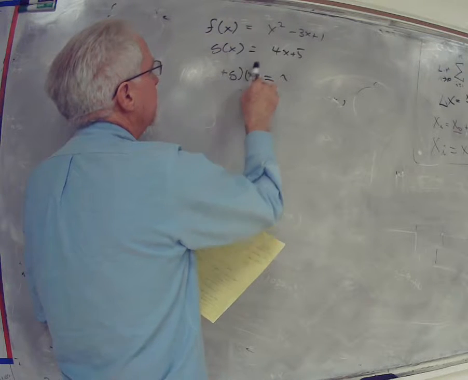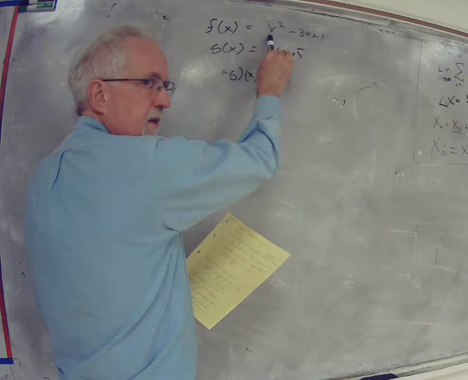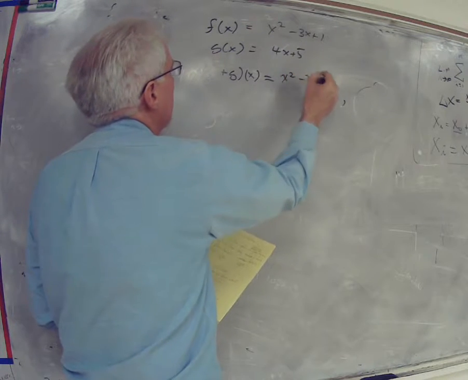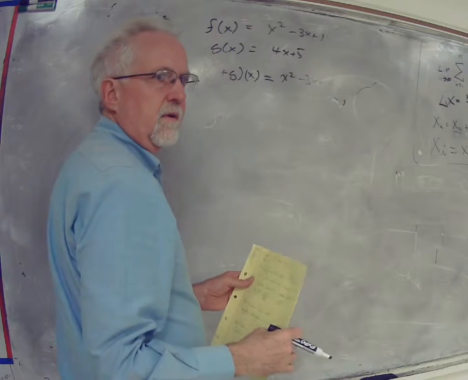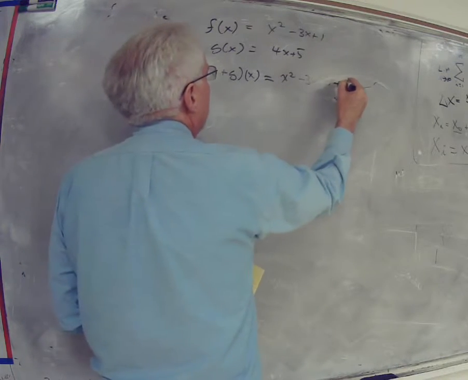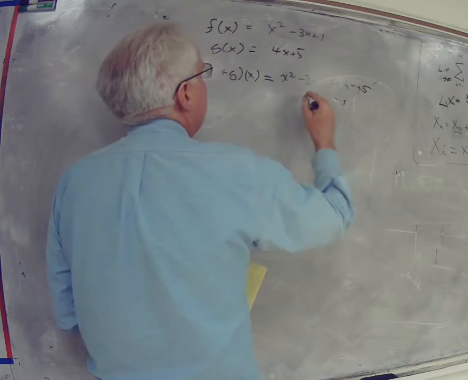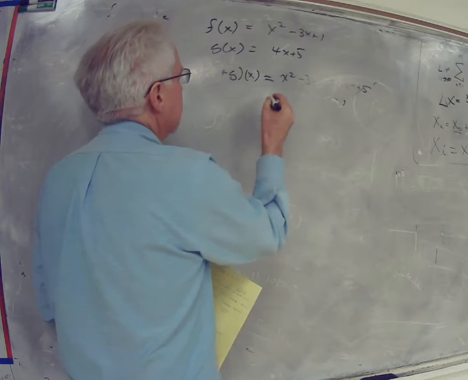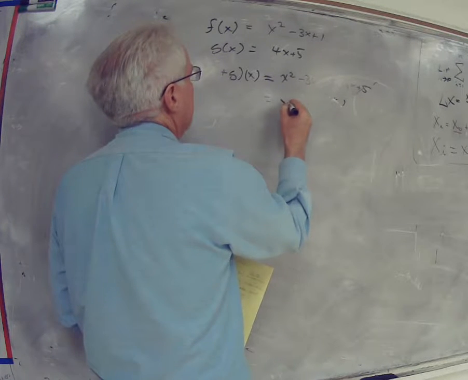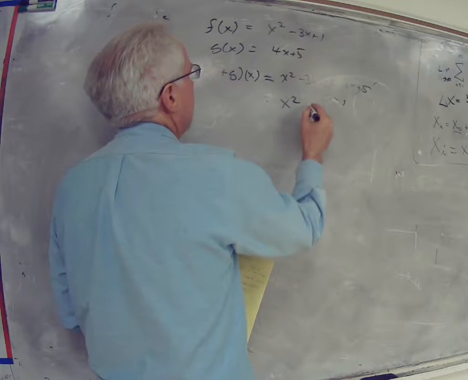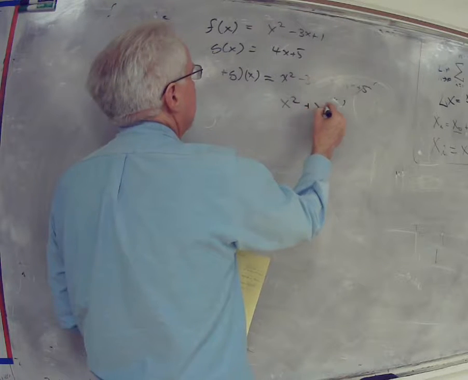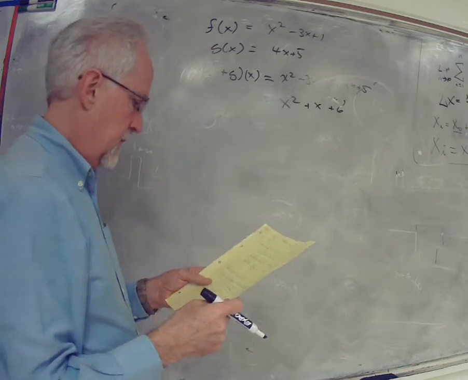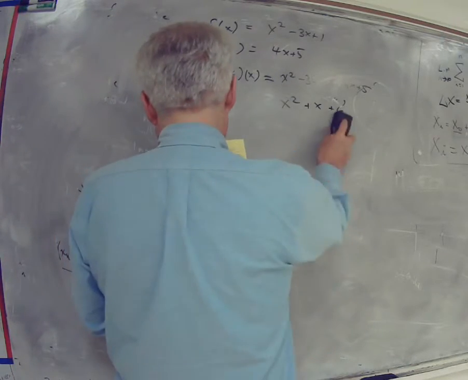Okay, it's f plus g, so what do I start with? x squared minus 3x plus 1, and then what do I add to that? Plus 4x plus 5. Now what do I need to do with all those numbers? Combine like terms. And so this is going to be what? There's just an x squared, and then minus 3x plus 4x is going to be plus x, plus 6. Boom! You got it. These are easy, right?